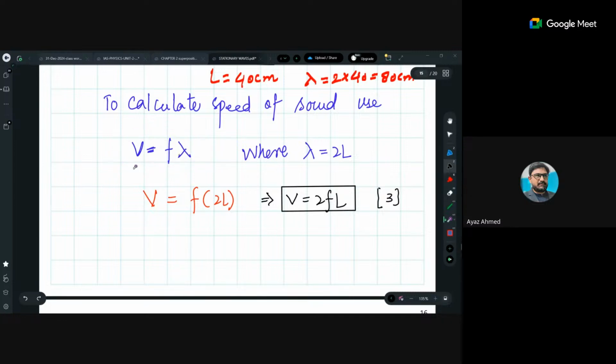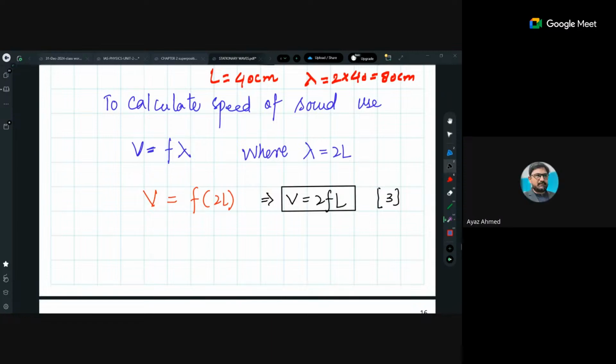Use this V is equal to F lambda, where lambda is equal to 2L, which we measured. Replace lambda by 2L, so your new equation will be V is equal to 2FL. The new equation is V is equal to 2FL. Is this clear to all?